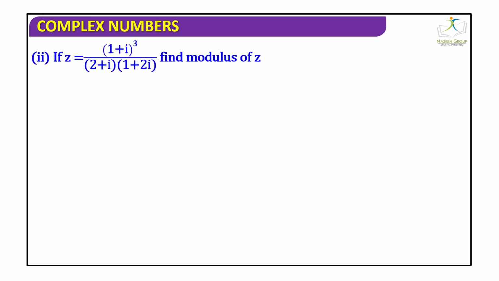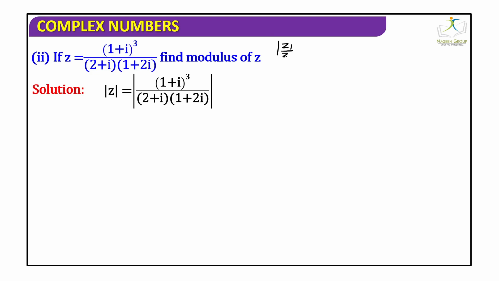Now if the question is, if z is equal to 1 plus iota whole cube divided by 2 plus iota into 1 plus 2 iota, find the modulus of z. Z value it is given to you, right? We need to find out the modulus of z. हमें z की modulus find करना है. So here this is a solution. If we have modulus of z, modulus of this z1 by z2.